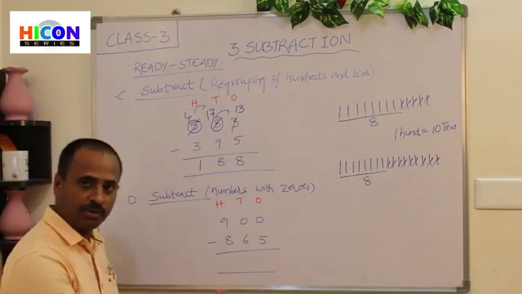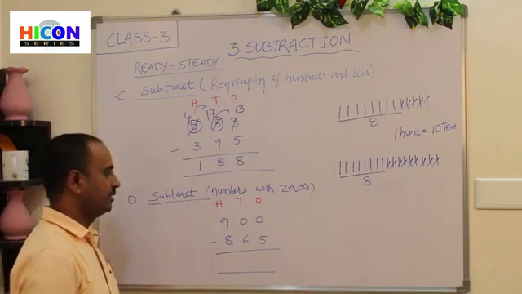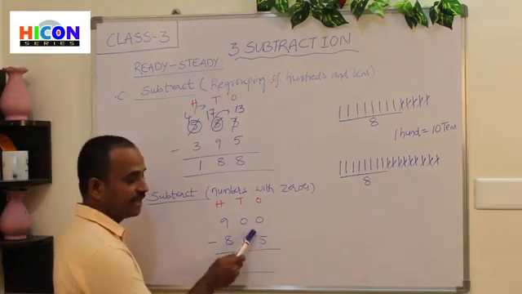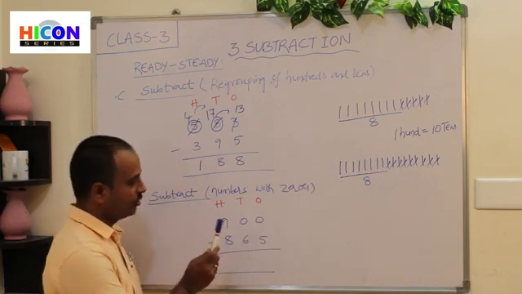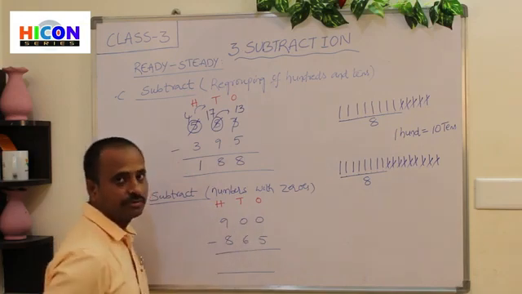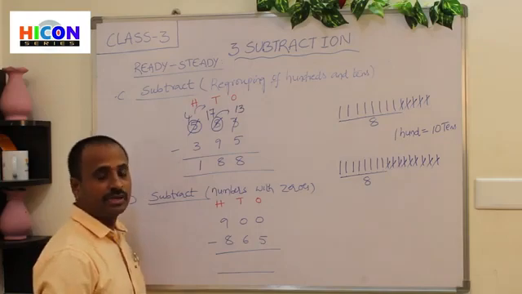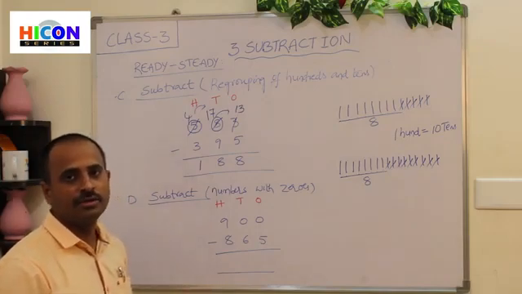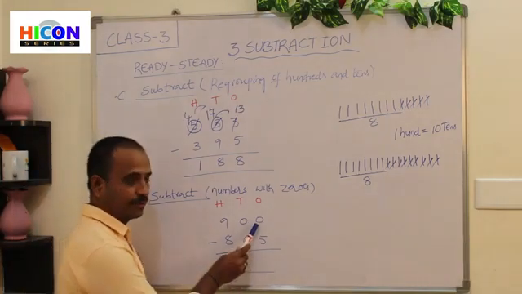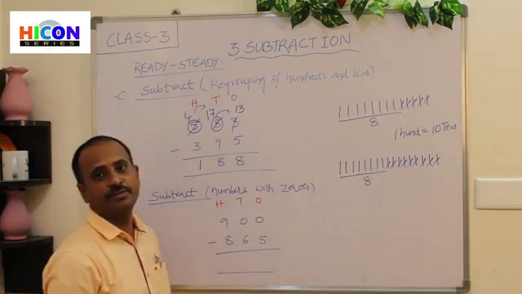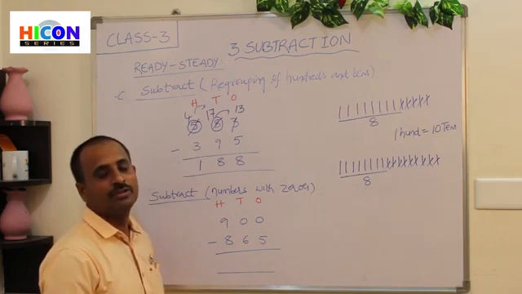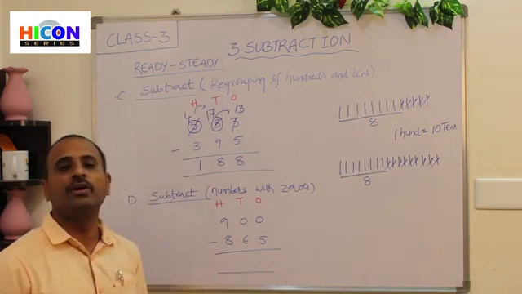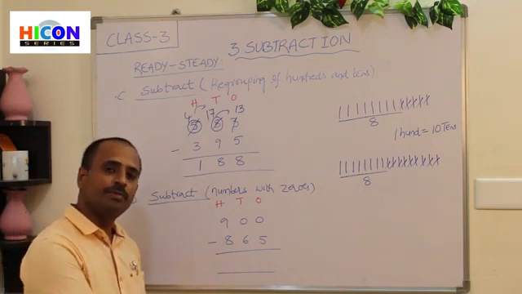So let us start from ones place. This is the ones place. What are the digits present under ones place? 0 and 5. Now subtract 5 from 0. Is it possible? Can we subtract 5 from 0? No, because 0 is the smaller number and 5 is the greater number. We cannot subtract a greater number from a smaller number. So then what do we have to do? We have to borrow from the next place.